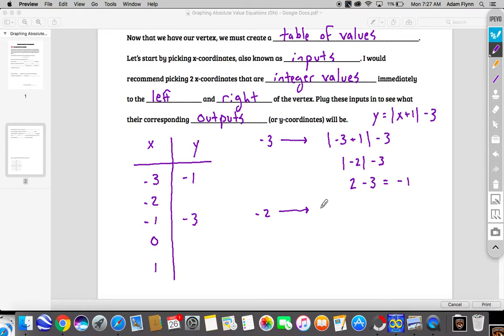When I do that, I have the absolute value of -2 plus 1 minus 3. -2 plus 1 is going to be -1. And the absolute value of -1, I know, is 1, minus 3, which is -2. Okay, so I'll plug in -2.